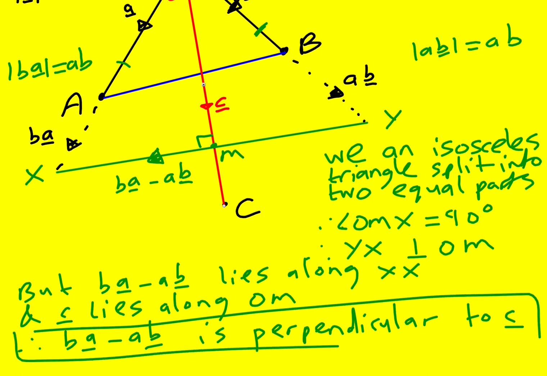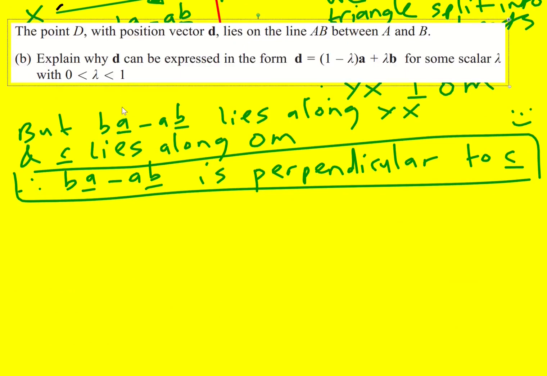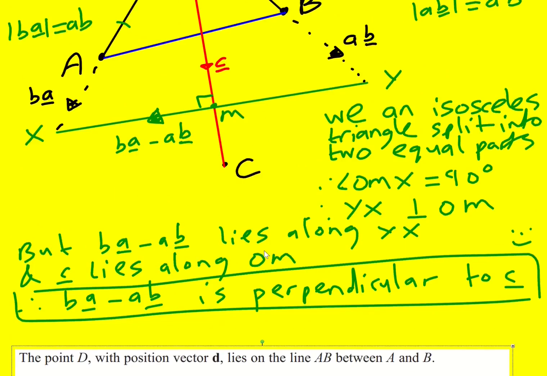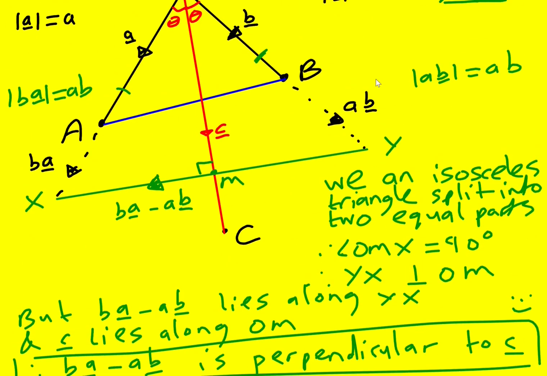Okay, now I don't mean to sound like it is obvious to do all these steps. Even this first part is a bit of a challenge, I think, but hopefully with the explanation that I've given, you're happy with this first part. Okay, next up, we're given the point D with position vector little d lies on the line AB between A and B. I connected that before, so maybe I put it here.